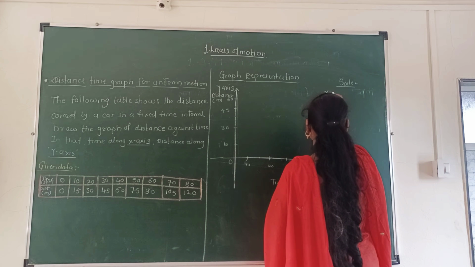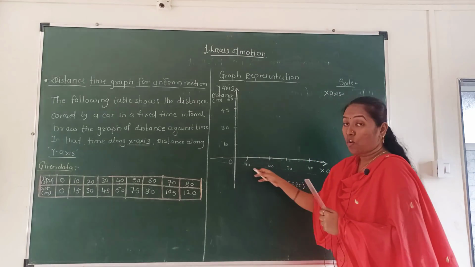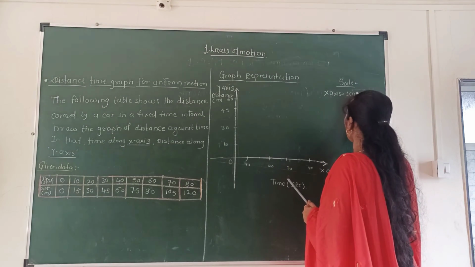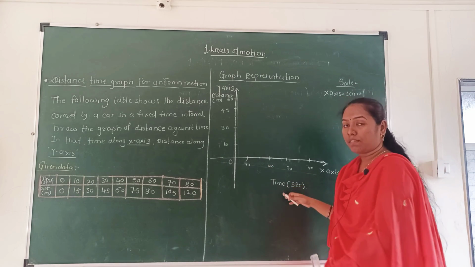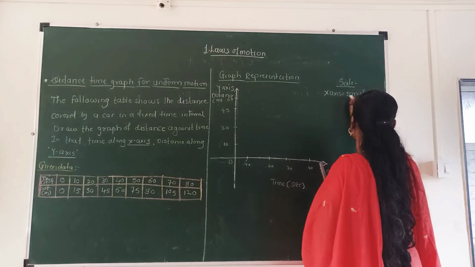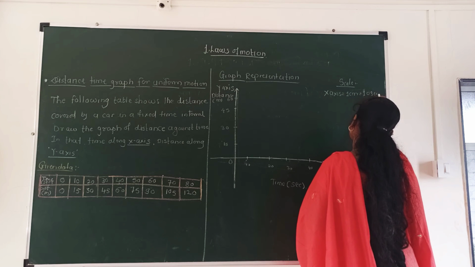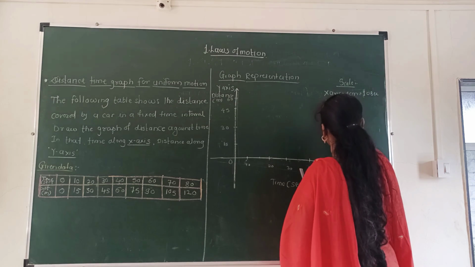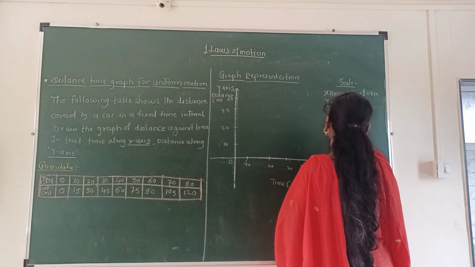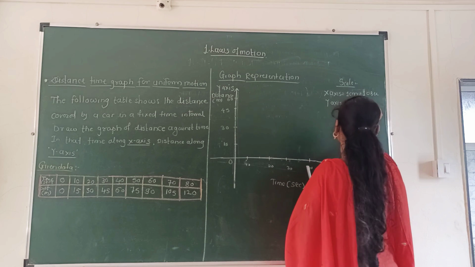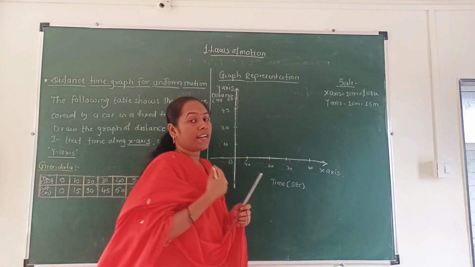Now how is the scale written? On the x-axis, 1 centimeter is equal to how much time? On the x-axis, time is given in seconds. Therefore, on the x-axis we can write 1 centimeter is equal to 10 seconds. And on the y-axis we can write 1 centimeter is equal to how much? 15 meters. See, clear how to write the scale?